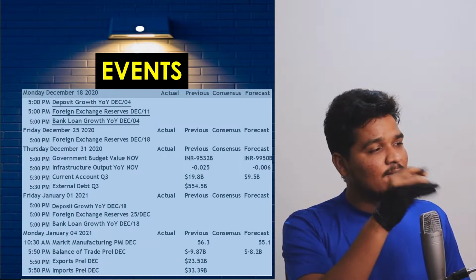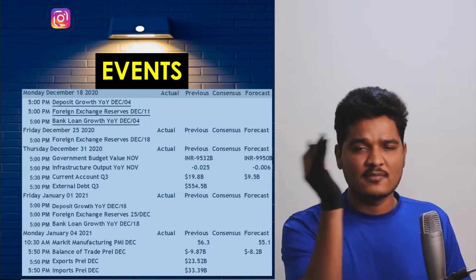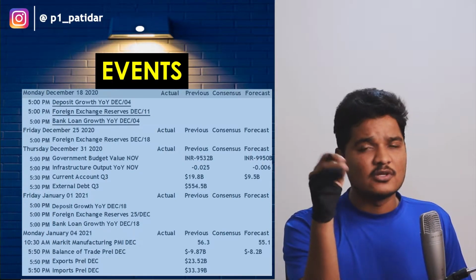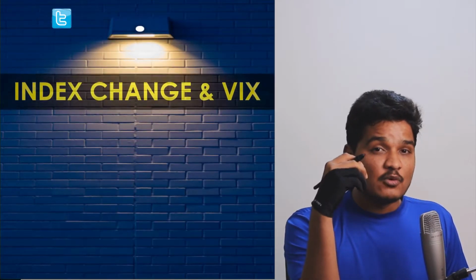So if you see here, these are the 3 events which are going to be held on 18th, means Monday. That is also after market hours. So no need to worry because there are not many events tomorrow. Now let's go and see the Nifty and Bank Nifty move and VIX as well.